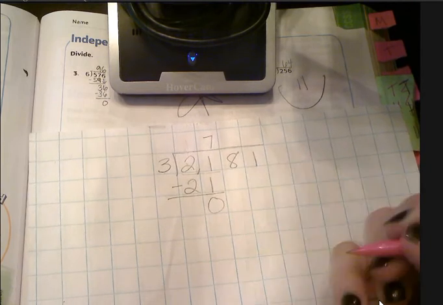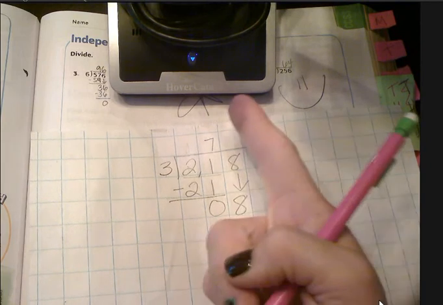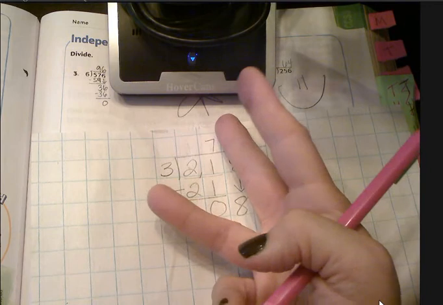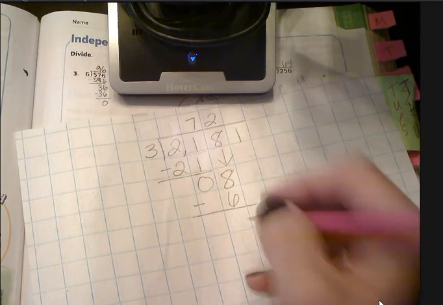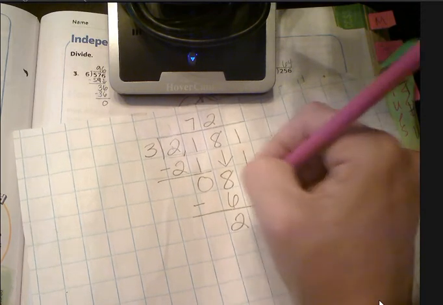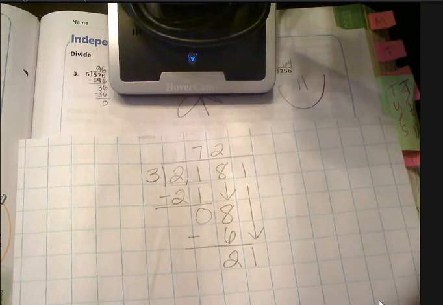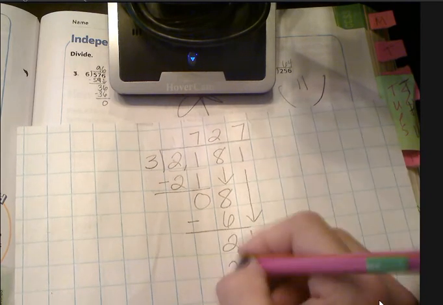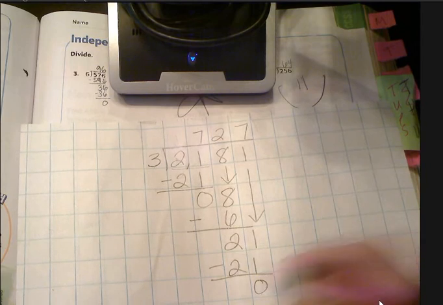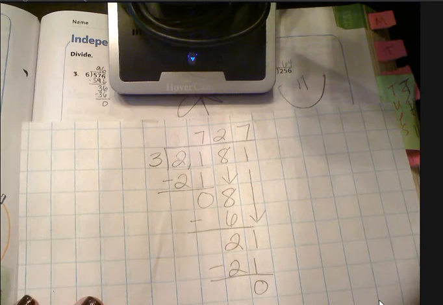Bring down my 8. How many times does 3 go into 8? Well, I've got 3, 6, 9. 9's too big, so 2 times. 2 times 3 is 6. I subtract. 8 minus 6 is 2. I bring down my 1. How many times does 3 go into 21? 21 divided by 3. Yep, that's the same one we did up there. It's 7. 7 times 3 is 21. I subtract. Nothing. There's nothing left to bring down, so my final answer is 727.